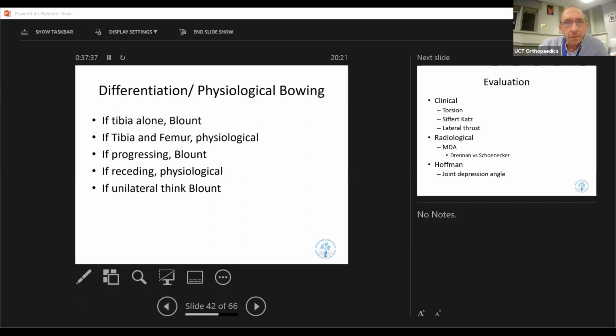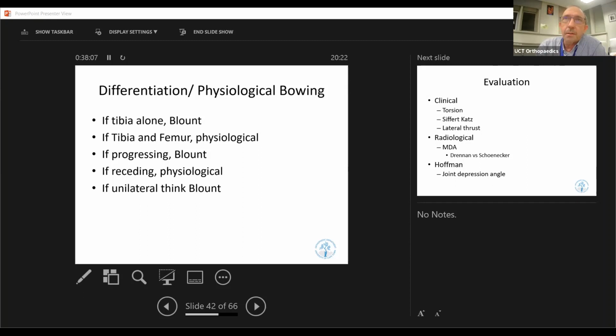If you have progression of your MDA, whether you're measuring it via your 12-degree cutoff or Perishunicus 18 cutoff, if it's getting worse, then it points towards Blount. If it's receding, physiological, and you can probably, at 6-monthly intervals, just think about watching and waiting. And lastly, unilateral generally is going to point towards Blount's disease.